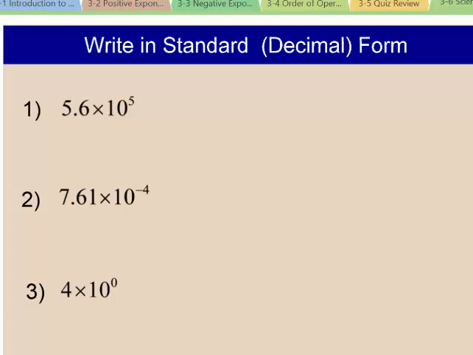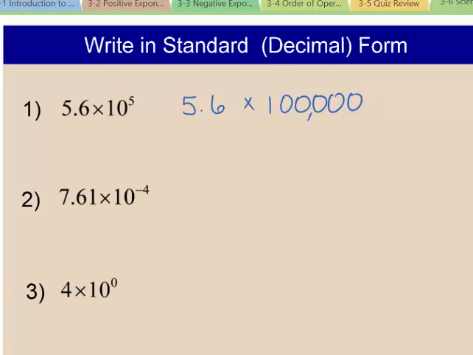Now that we know how to write a number using scientific notation, it's going to be easy to do the inverse. Basically, we need to understand that 5.6 times 10 to the fifth is the same thing as 5.6 times 100,000, because the 5 exponent lets us know we have 5 zeros in the number 100,000.